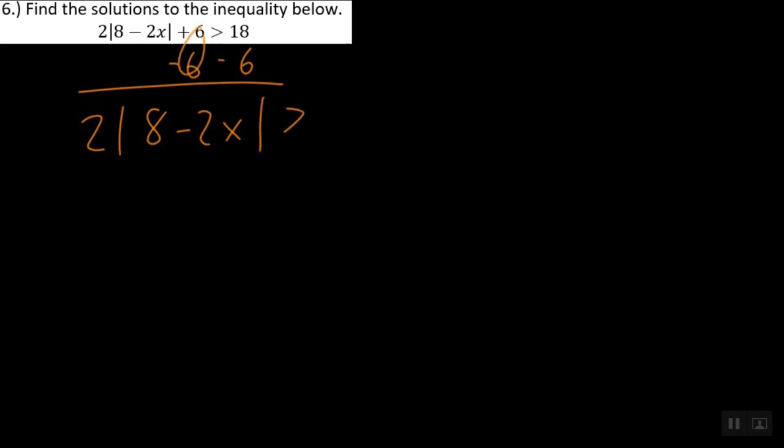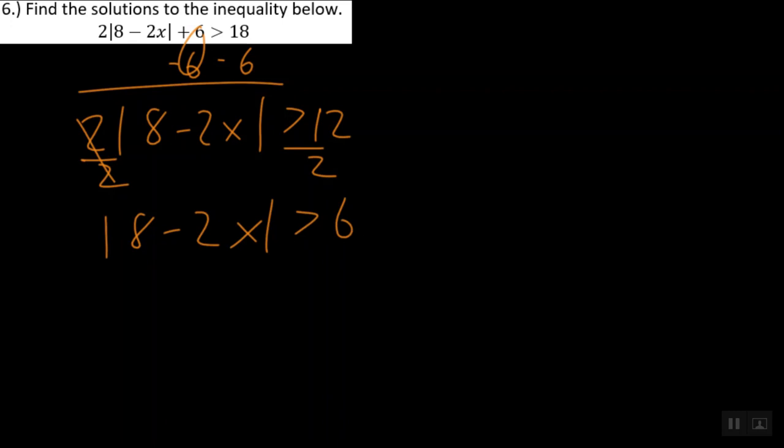Okay, for example number 6, it appears that we actually have something very similar. We know we want to start by subtracting 6 from both sides, and I have two absolute value, 8 minus 2x is greater than 18 minus 6, which is 12. From here, of course, I want to divide both sides by 2, and I get the absolute value of 8 minus 2x is greater than 12 divided by 2, which is 6.